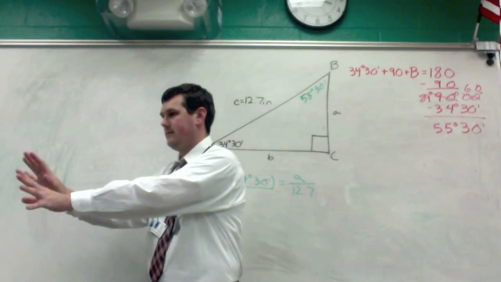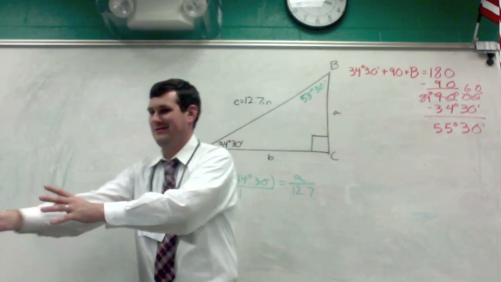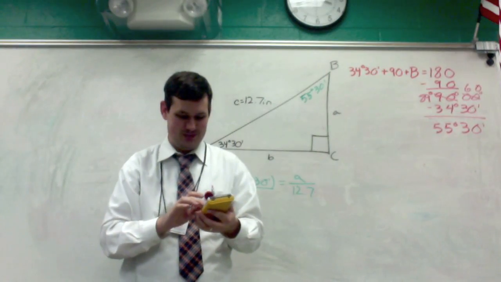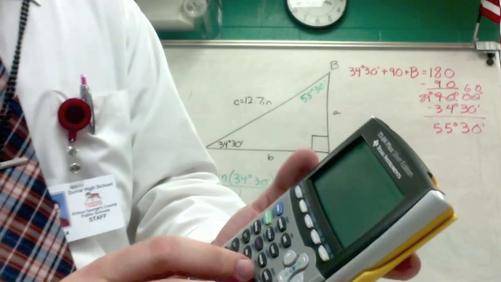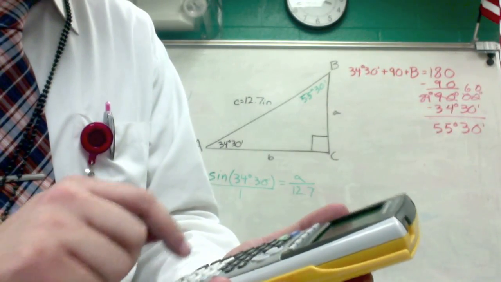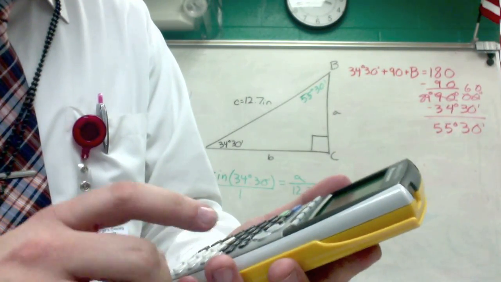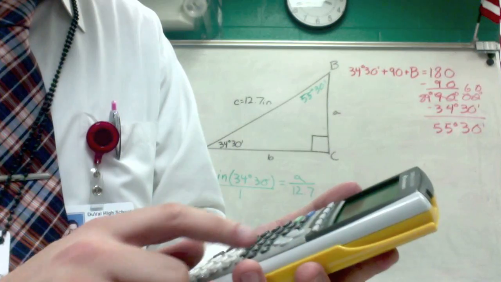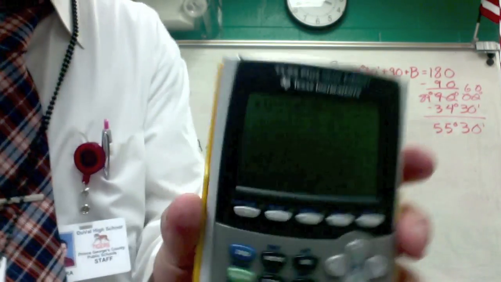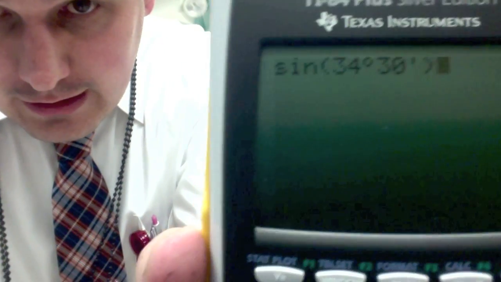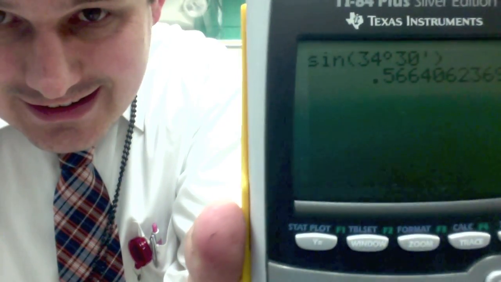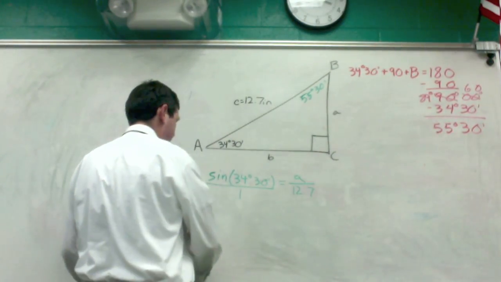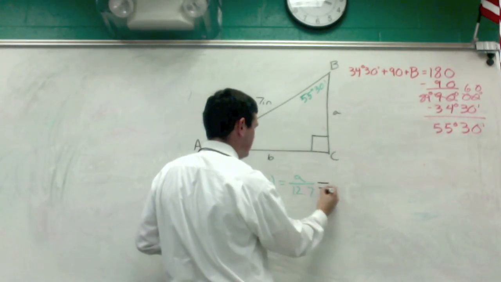So, calculating. My invisible assistant today helped me. Okay. So you're going to have to use that angle menu. So sine 34 degrees 30 minutes is, I can't even see that yet, 0.5664.